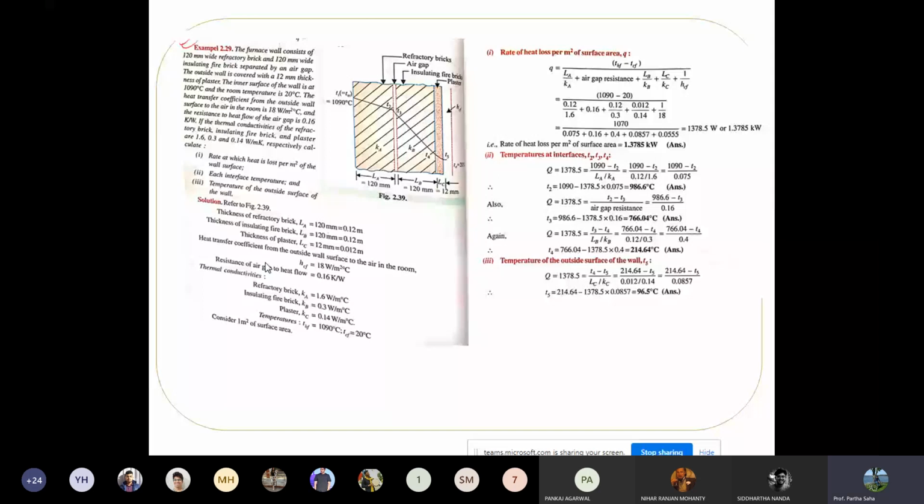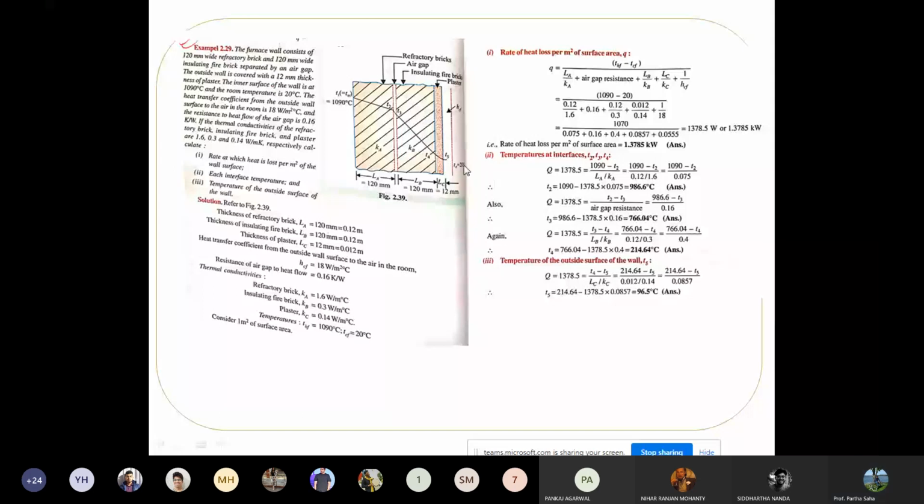The furnace wall consists of 120 millimeter wide refractory brick and 120 millimeter wide insulating fabric. Here it is separated by an air gap. So you can see there is an air gap, right, between the refractory and insulating fabric. The outside wall is covered with a 12 millimeter thickness of plaster here. The inner surface of the wall is at 1090°C. So this is at 1090°C. And the room temperature is 20°C.